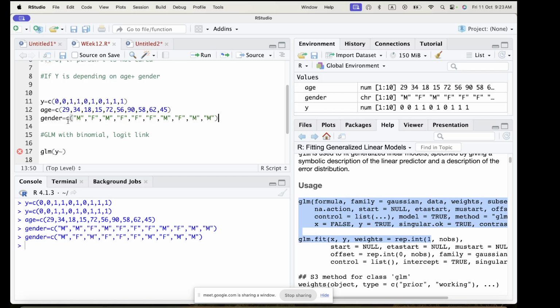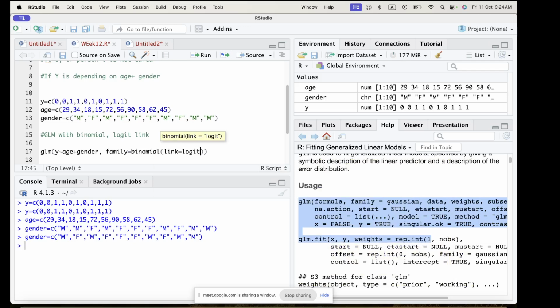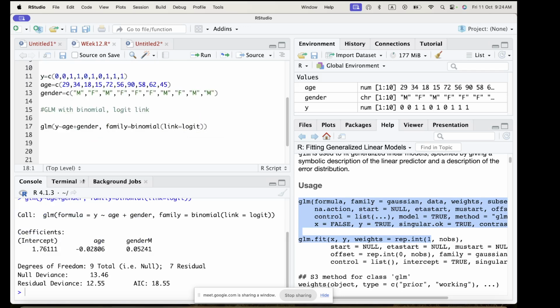Okay, so one more thing, gender should be a dummy variable because it is categorical with two levels. So there should be one dummy variable corresponding to gender. Let us just find out how it is categorizing this. So GLM Y on age plus gender, family binomial and link equal to logit, and let me just output this one.